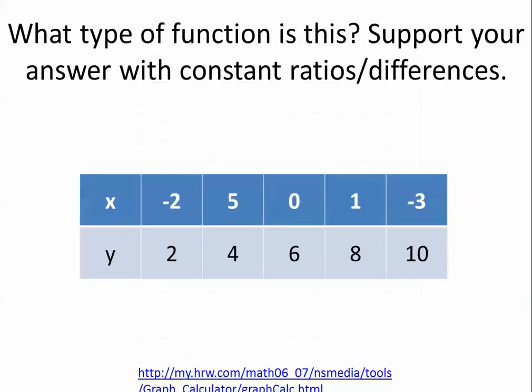Sweet. Moving along, we got two tables left. Here we go. We're going to try the differences. 4 minus 2 is 2. 6 minus 4 is 2. 8 minus 6 is 2. 10 minus 8 is 2. Does this mean it's linear?